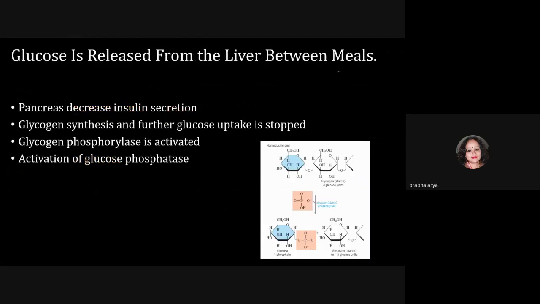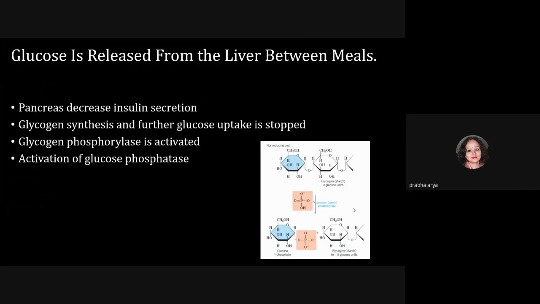Glycogen is released from the liver between meals. So once your glucose concentration is reduced after a few hours of a meal, then what happens? All the reactions which we studied till now will be reversed. Insulin concentration will decrease, and this will lead to a stop in glycogen synthesis, and glucose uptake will be stopped. Both things will be stopped, and glycogen phosphorylase will be activated. So glucose is released from the liver between meals.